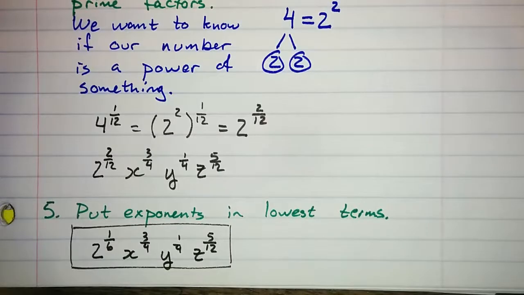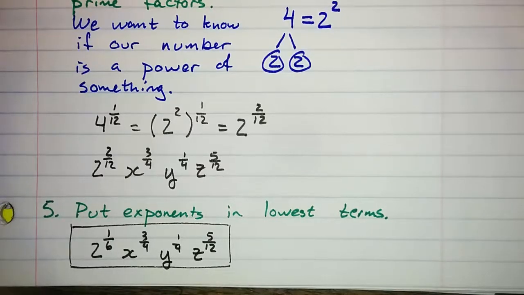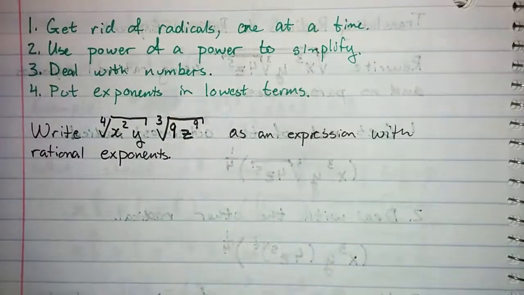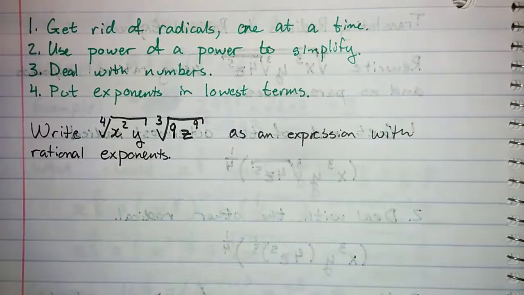I'm going to give you one of these to try now. Remember, deal with all the radicals one at a time. Use the power of a power rule. Deal with the numbers. Put exponents in lowest terms. Write this expression using rational exponents. Pause the video and try this now.